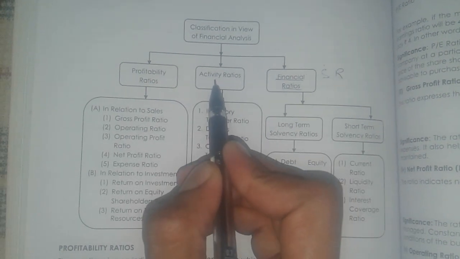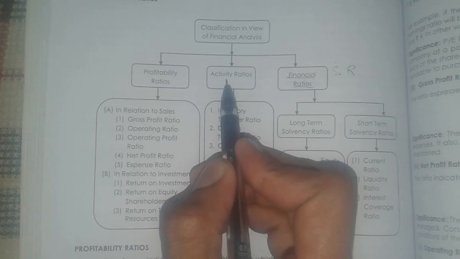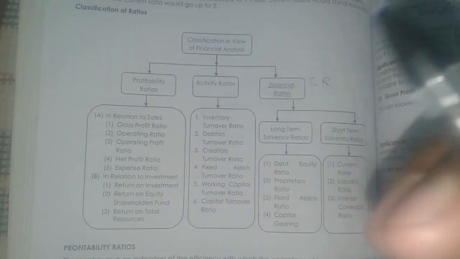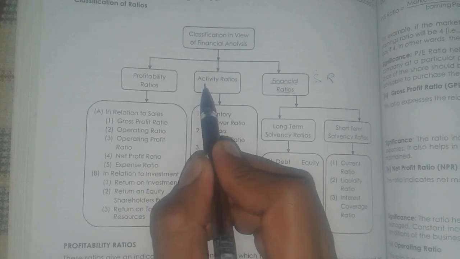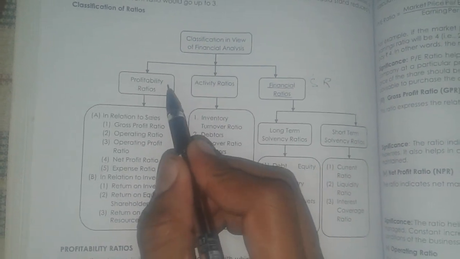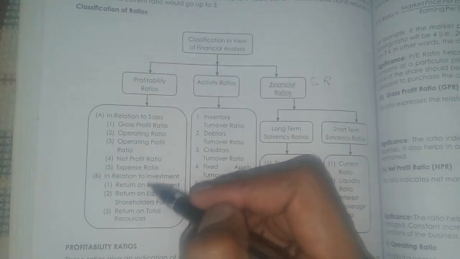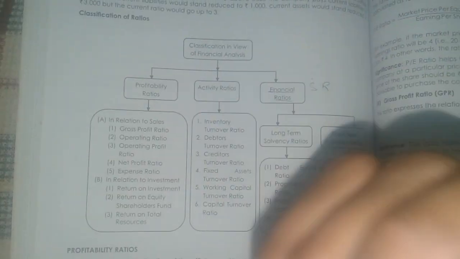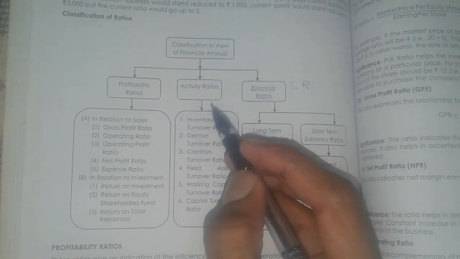Now, the activity ratio. What does this activity ratio basically mean? Activity ratio is concerned with how efficiently the capital employed in the business is rotated in the business. The difference between the profitability ratio and the activity ratio is that the profitability ratio gives an overall indication of the business, and the activity ratio gives an indication of how well the capital employed in the business is rotated in the business.